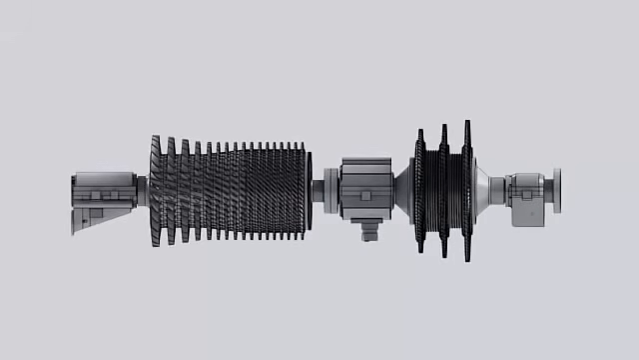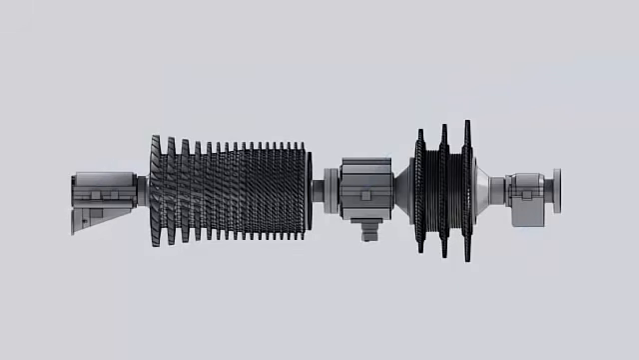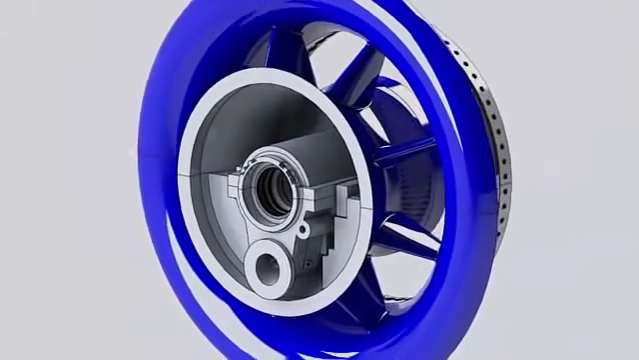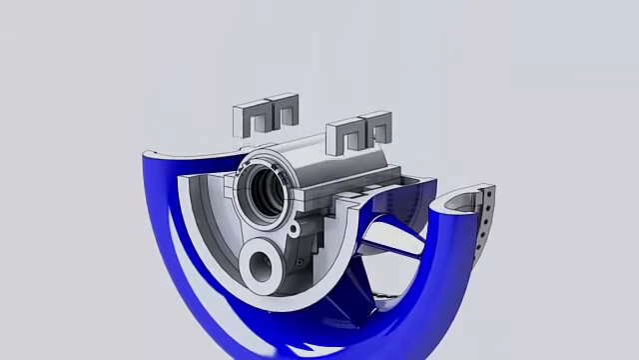The gas turbine rotor is supported by 3 bearings. These bearings hold the rotor in the radial direction by journal bearings and in the axial direction by thrust bearings. Bearing 1 is located in the center of the compressor inlet casing and held in place by straps.